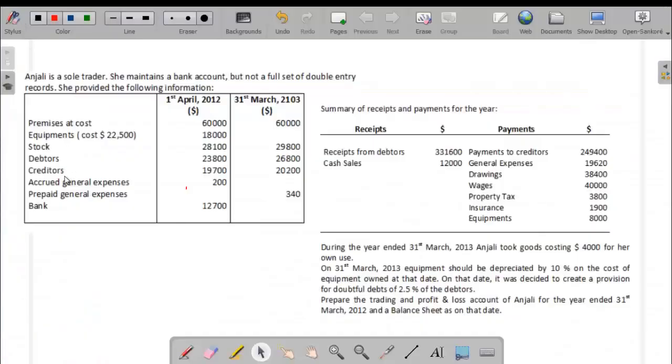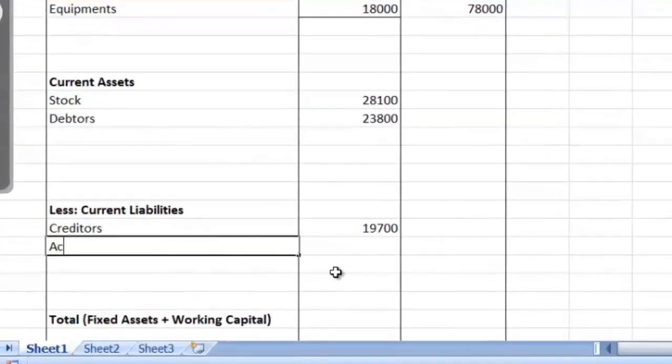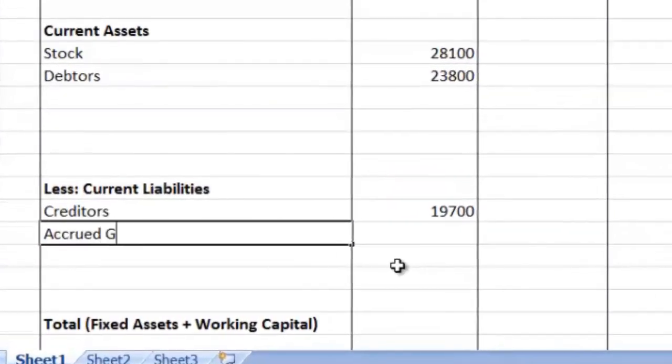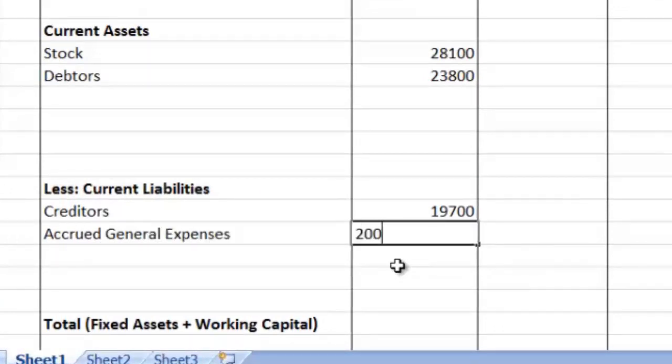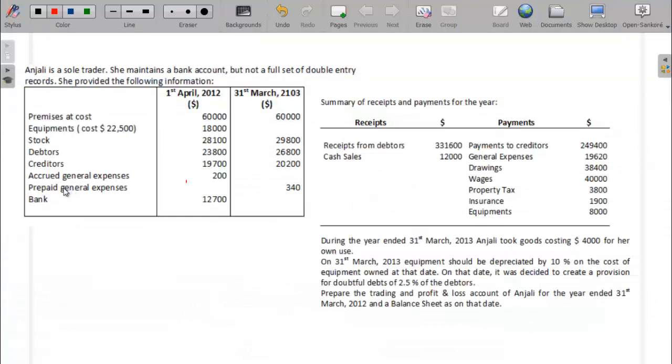Then after creditors, the next item is accrued general expenses. Accrued general expenses means outstanding general expenses, $200. So this item also we will show under the head current liabilities. Accrued general expenses, $200. After this we have prepaid general expenses, but on the first day there is no value. So it means on the first day we do not have prepaid expenses.